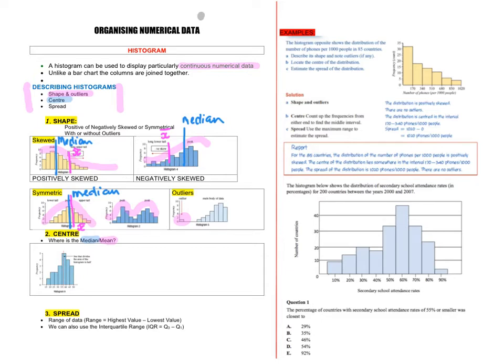The last bit that you are asked to comment on, or you can comment on, is the spread, and that's down here. The spread is simply just the range of the data.